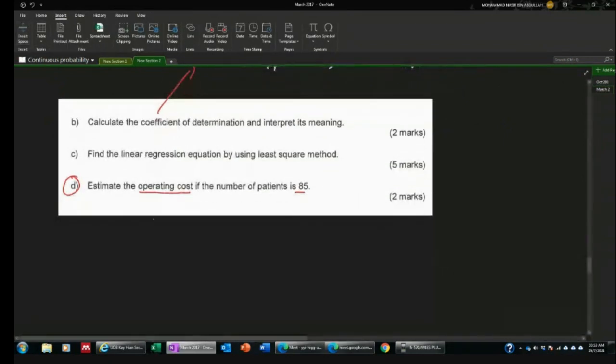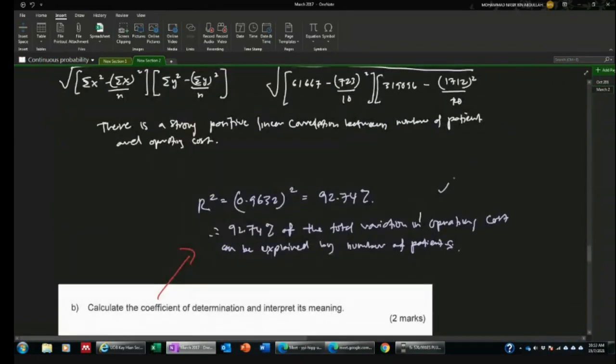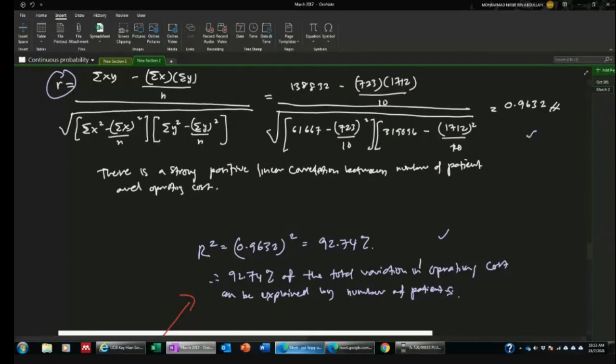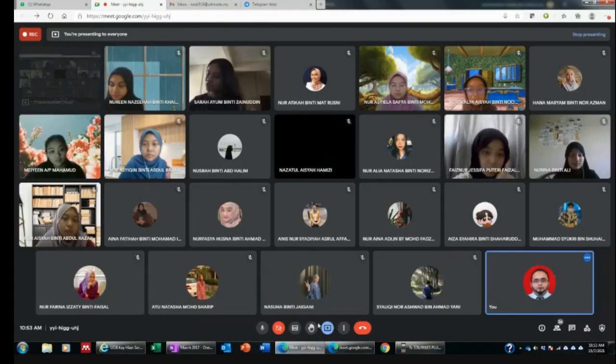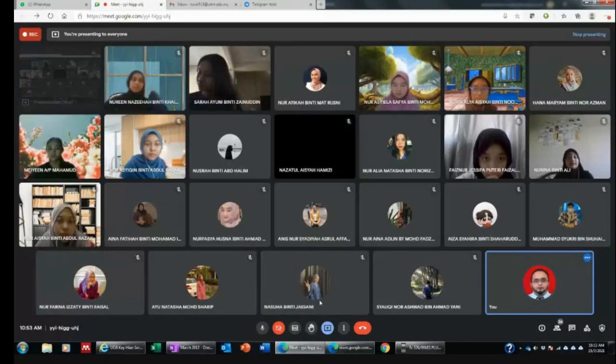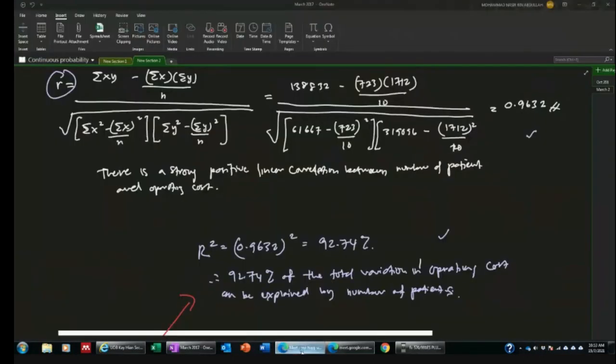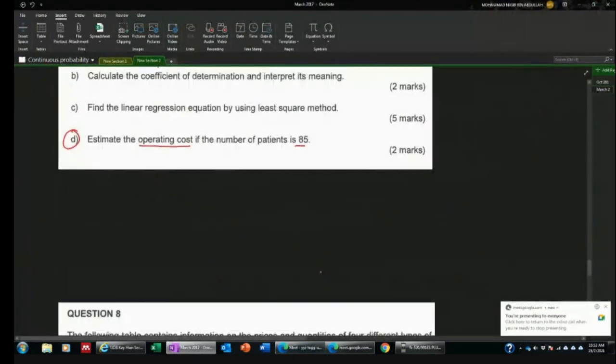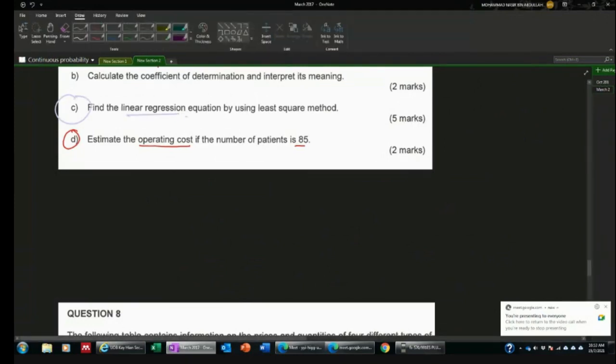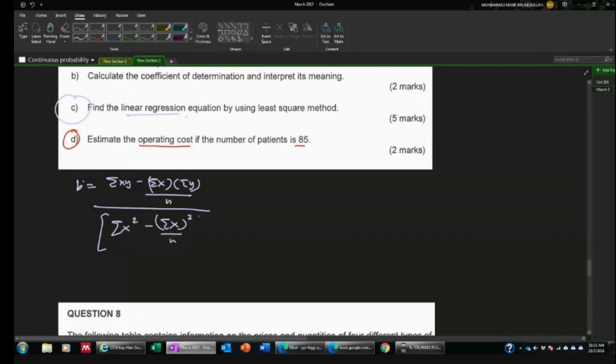Okay, clear? Any questions regarding correlation and the coefficient of determination? No questions? Right. So next, we look into finding the simple linear regression equation. The linear regression equation should start with b. b is equal to summation of xy minus summation of x multiplied by summation of y divided by n, everything divided by the x part, summation of x squared minus summation of x, squared, divided by n.